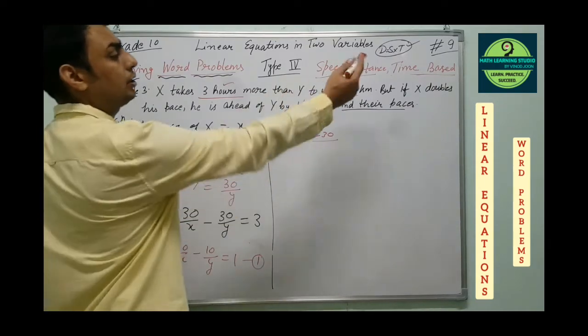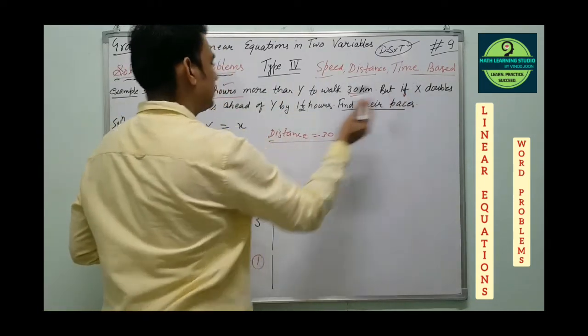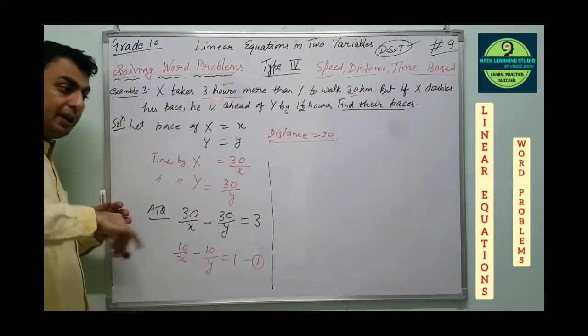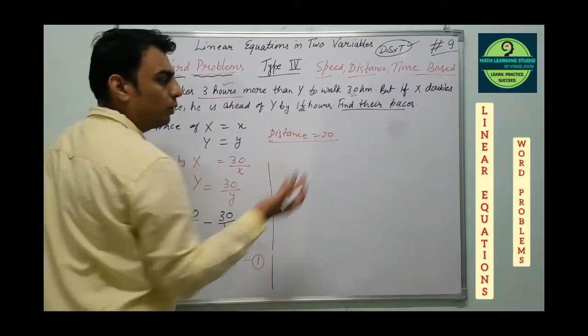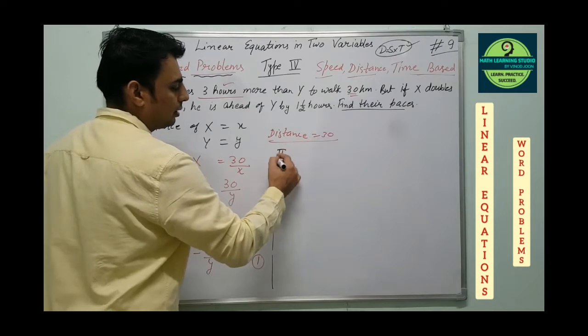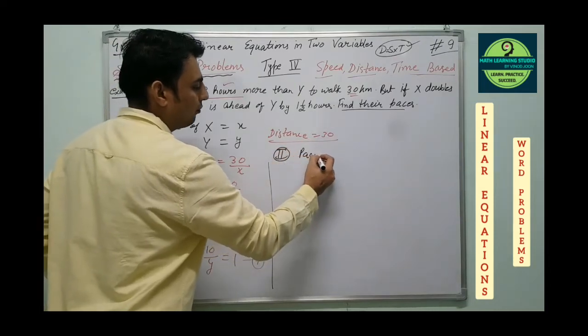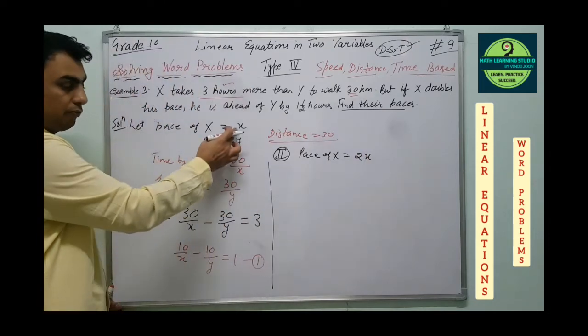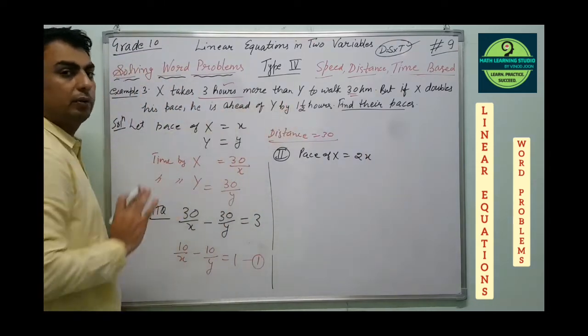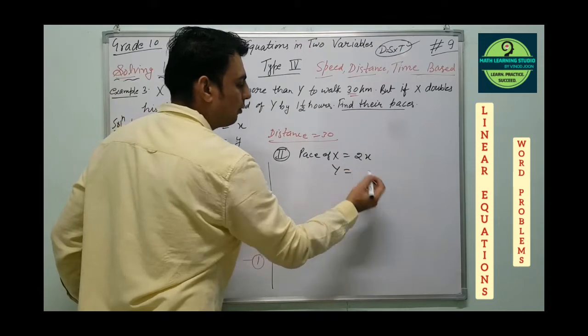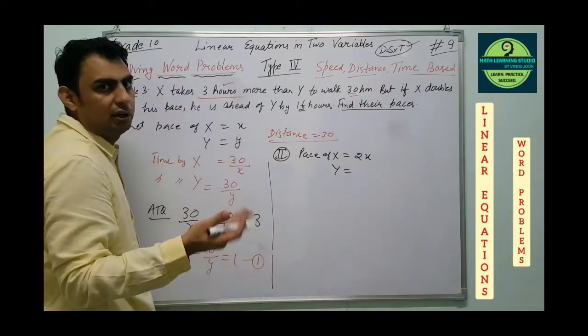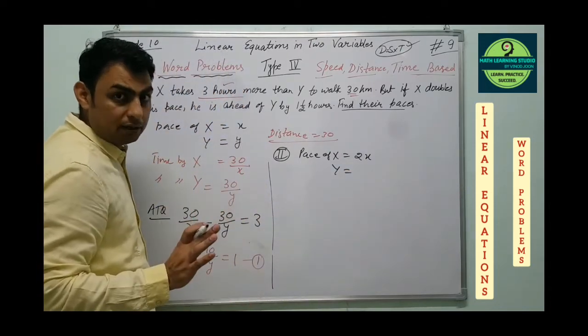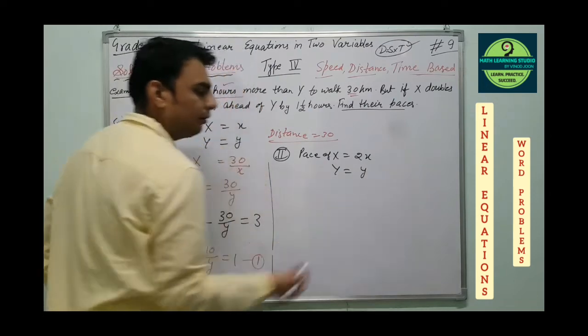Okay, in condition 2, it says that x doubles the pace. Pace is doubled now. Okay, so when x doubles the pace, case 2, the pace of x will be twice. That is, earlier it was x, now it will be 2x. Pace of y becomes what? It was already there before. It is not changing, so it remains y only.